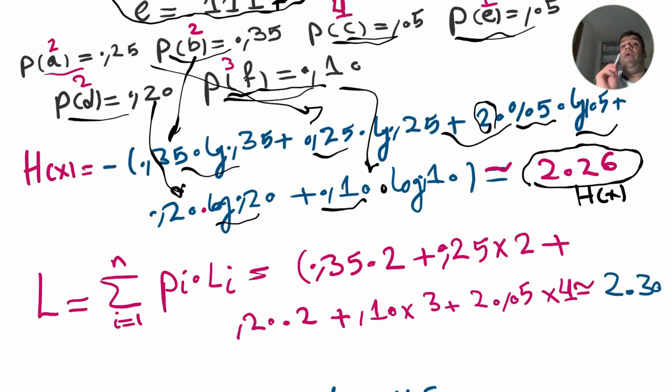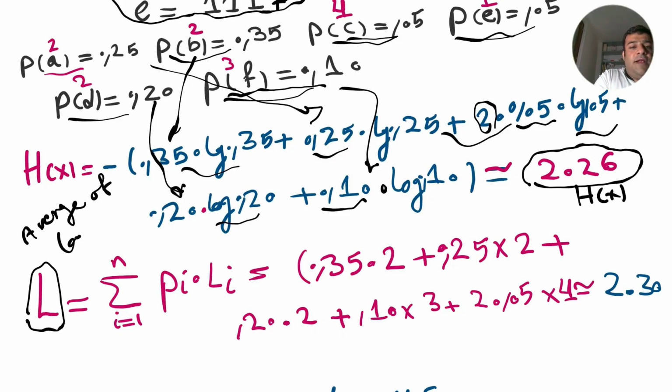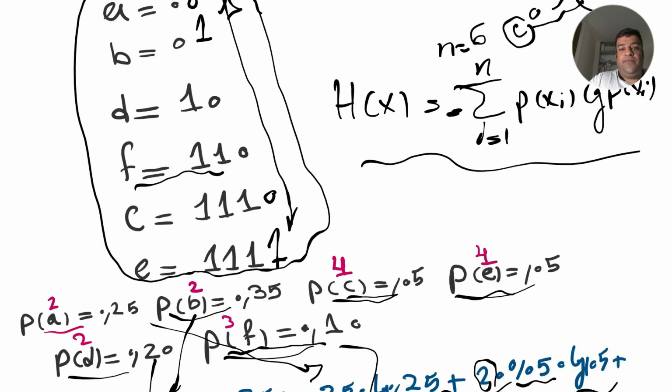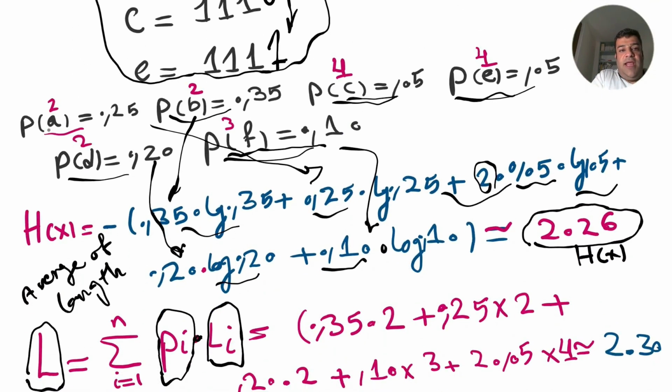But I am going to tell you another thing, guys. What is the L in here? That is the average length, guys, because we do not have the same length. Some of them are 2, some of them are 3, and some of them are 4. But we are going to calculate the average length. It is so simple. The formula is the probability of each symbol times its length from the Huffman tree. For example, in here, we obtain the length of A is 2, the length of B is 2, D also 2, C and E 4, and the length of F is 3.